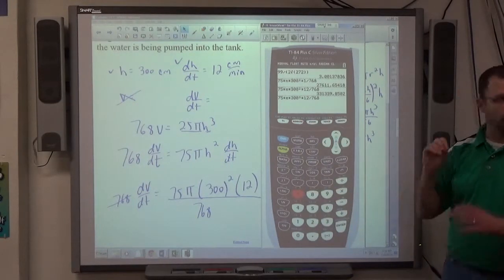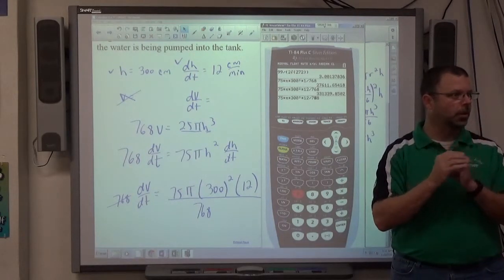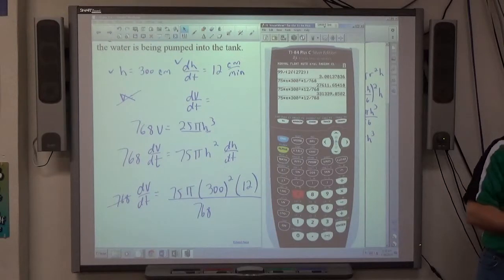Mm-hmm. So if you're inserting it, it's got a blank, I guess a transparent cursor that blinks. You can see where it's blinking. That's where it's going to put the thing and move everything over.